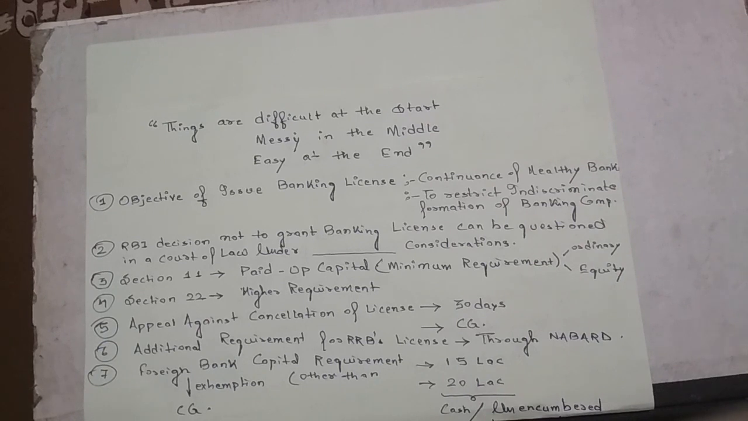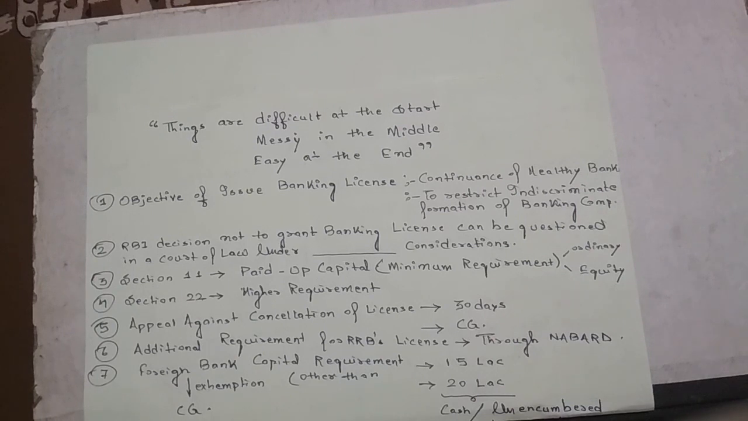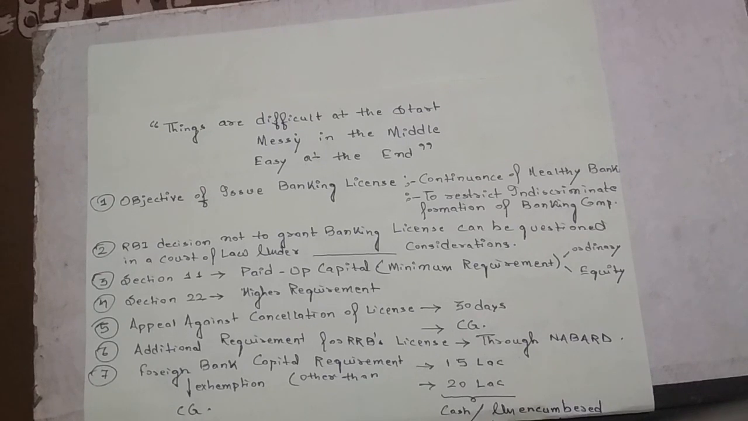Question number 5, appeal against cancellation of license. Within how many days can a bank appeal against the cancellation of the license? It is 30 days. Within 30 days they have to appeal to the central government. What is the additional requirement for an RRB's license? All these questions are asked somewhere. The additional requirement for an RRB's license is through NABARD. The application is given to NABARD and forwarded to the Reserve Bank of India.